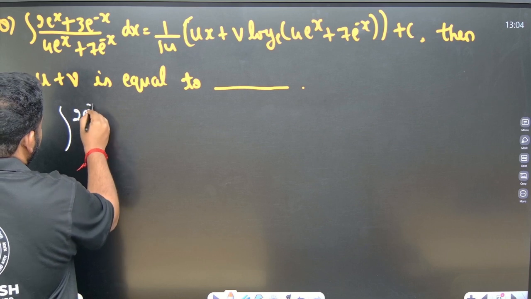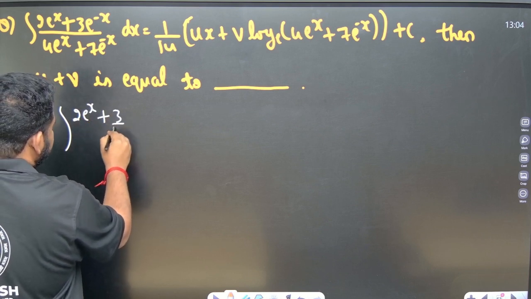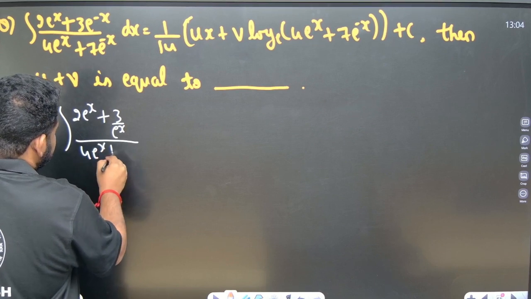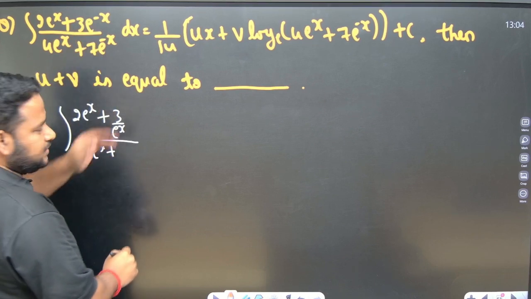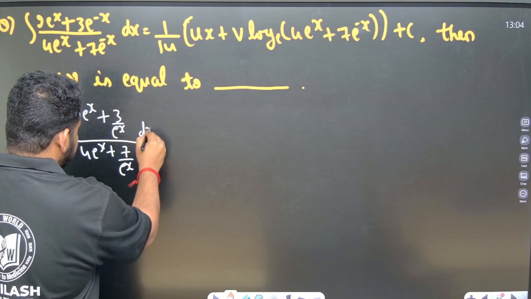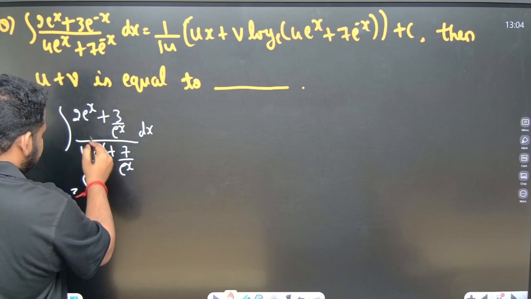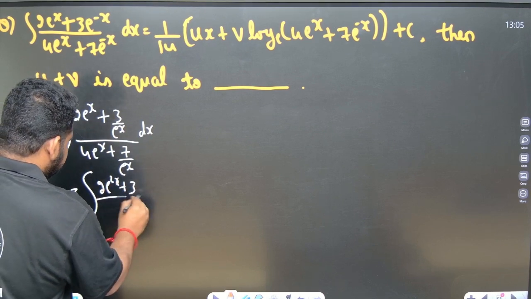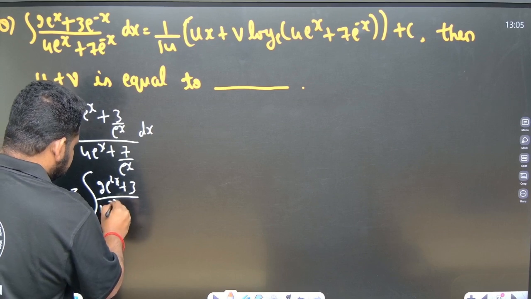2 into e power 2x plus 3 by e power x, divided by 4 into e power x plus 7 by e power x, dx. I am bringing e to the power of minus x down, so it becomes positive. So this will transform into, if I take the LCM, 2 into e to the power of 2x plus 3 divided by 4 into e to the power of 2x plus 7.